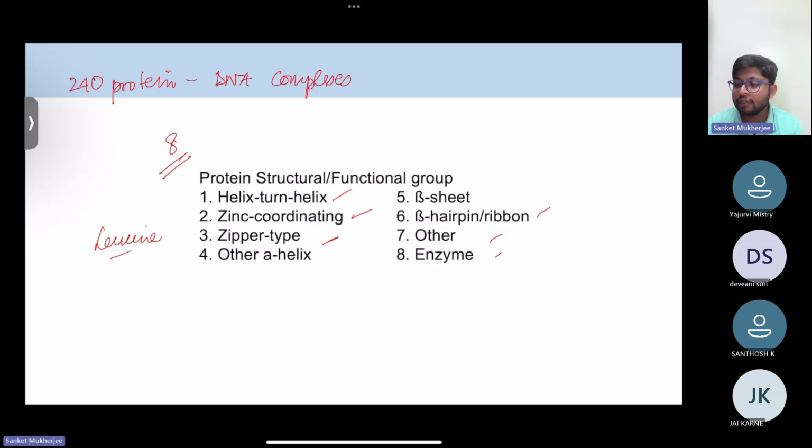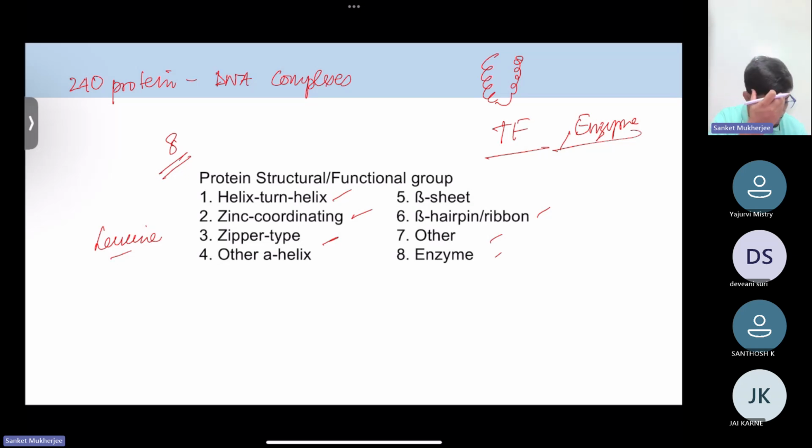For example, if we look at helix turn helix, it's basically like this. So helix, and then there is a turn, and then there is another helix. These kinds of proteins are involved in DNA binding. Multiple transcription factors, and there are multiple enzymes which have these helix turn helix or helix loop helix domains, which are important for DNA binding.